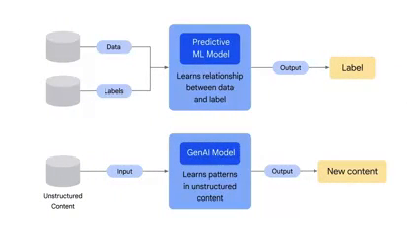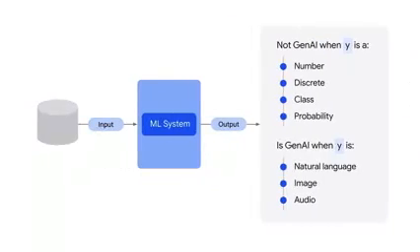One more quick example. The top image shows a traditional machine learning model which attempts to learn the relationship between the data and the label, or what you want to predict. The bottom image shows a generative AI model which attempts to learn patterns on content so that it can generate new content. So, what if someone challenges you to a game of, is it Gen AI or not?